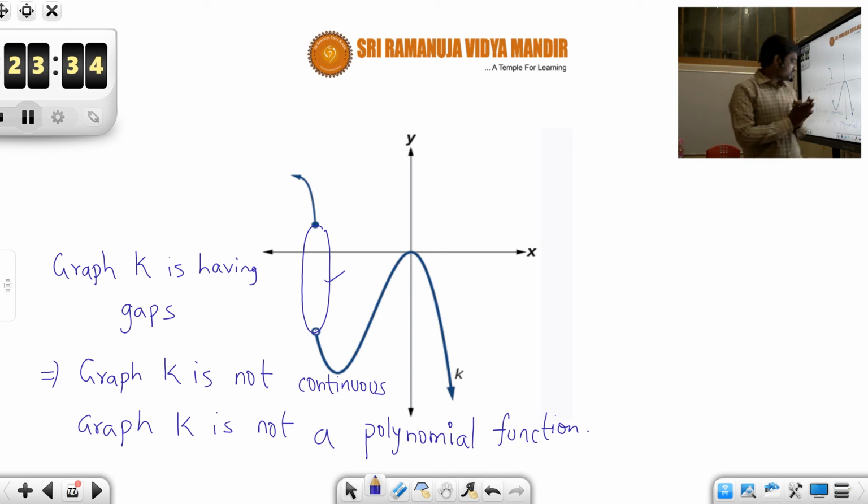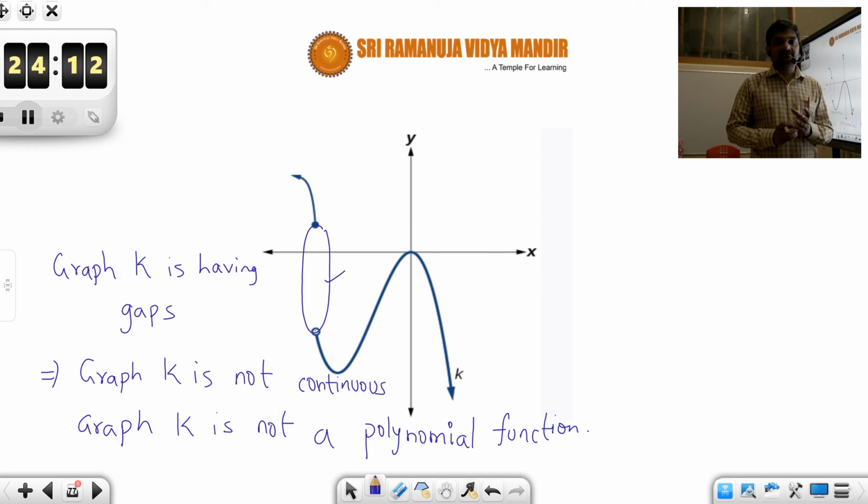Okay, students, hope you have understood how to identify whether a given graph is a polynomial or not. We look at two important characteristics. One is, does the graph have any breaks? If there are breaks, then we'll say that the graph is not continuous. If there are no gaps or breaks, then we'll say that the function is continuous. And the second thing is we look for sharp corners. If there are any sharp corners, then we'll say that the graph is non-smooth. If there are no sharp corners, we'll say that the graph is smooth.